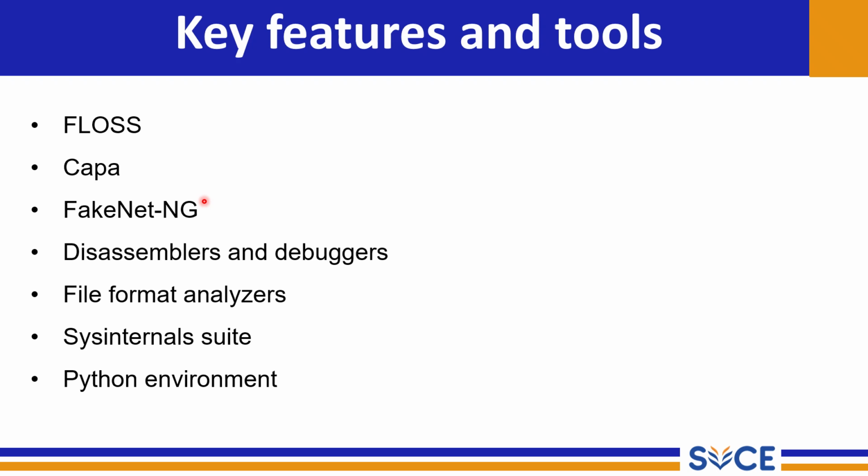And next, disassemblers and debuggers, which we have already discussed in Unit 4. You can just go through that particular topic. And these include IDA Pro, that's the free version, and Ghidra, which is open source, and x64dbg. And next, file format analyzers, like CFF Explorer or PPEE. Okay. And the Sysinternals Suite. This we have already discussed in the first topic of Unit 5.